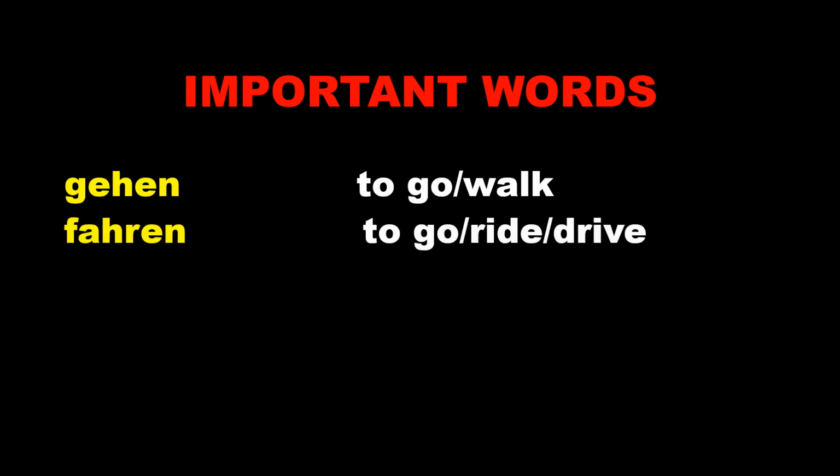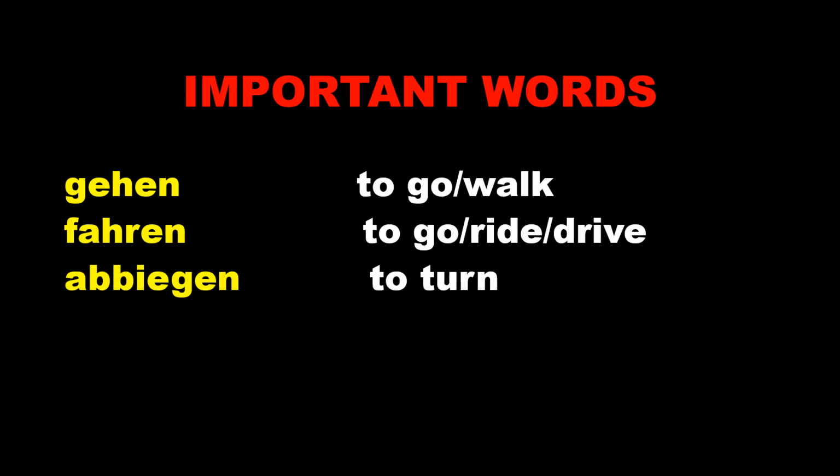Let's go ahead. Let's have a look at these words as well. Gehen, to go or to walk. Fahren, to go, to ride, to drive. So the basic difference between these two verbs is gehen we usually use when we are going by walking, and fahren we use when we are on a vehicle, bike or something like that. So at that time we usually use fahren while giving the directions.